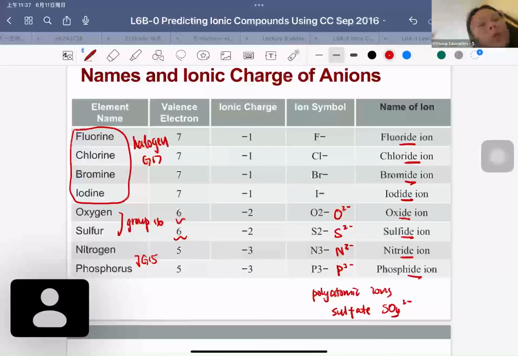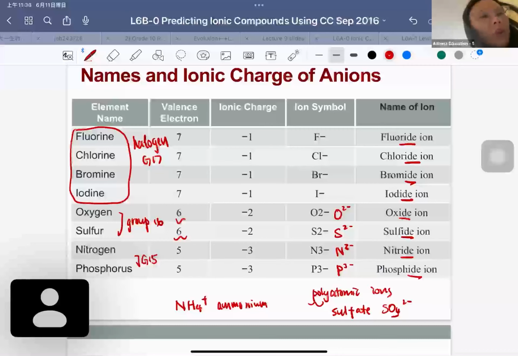By the way, poly means multiple, many, and atomic is for atoms, so polyatomic ions means you have an ion that has multiple atoms. They could be the same, but in most cases they are different, made up of different elements. Most of them are negatively charged, so most are anions, but there is, I think, just one cation, which is ammonium, NH4 plus. Ammonium has a +1 charge. Everything else is pretty much negatively charged.